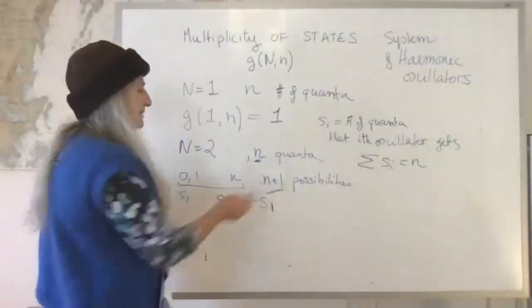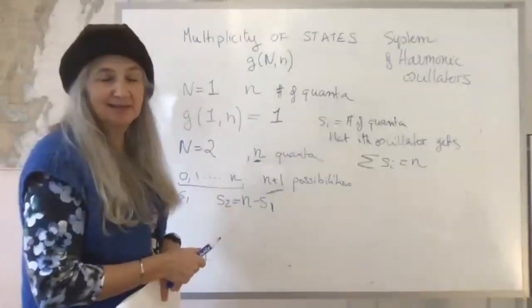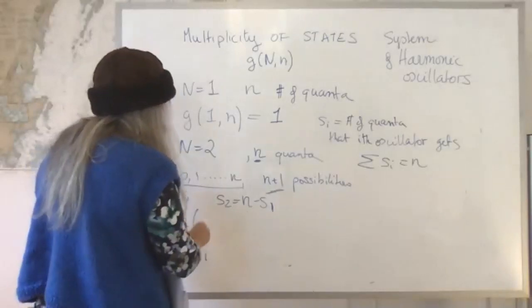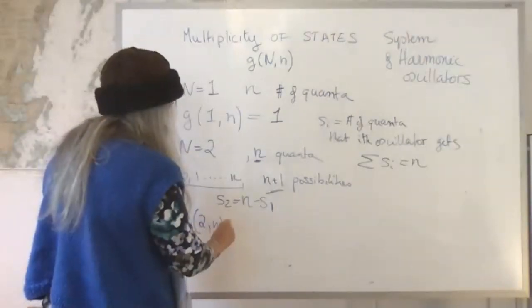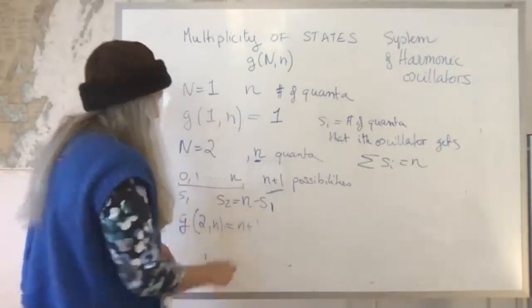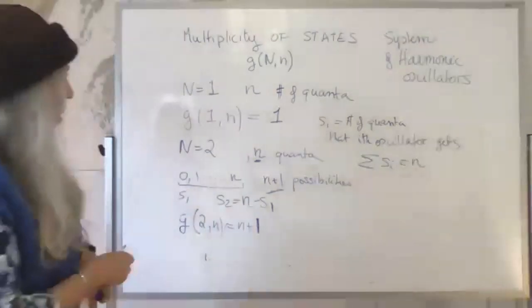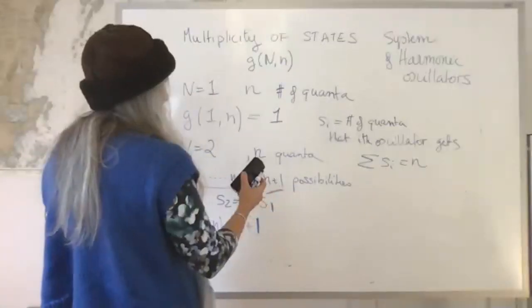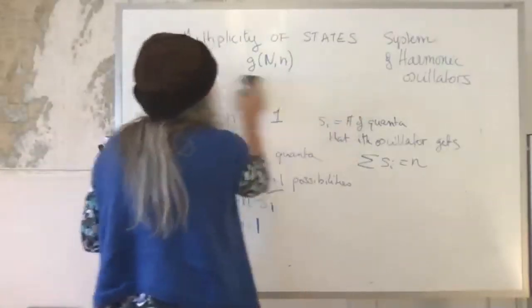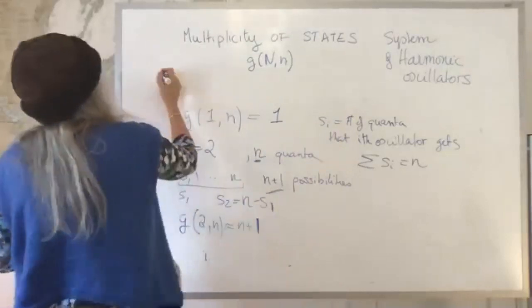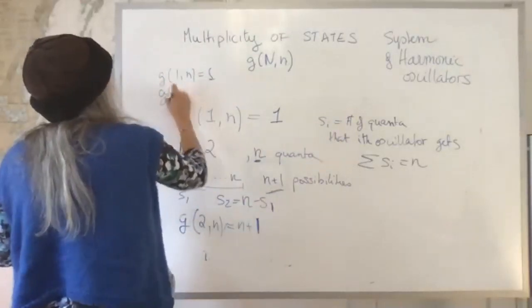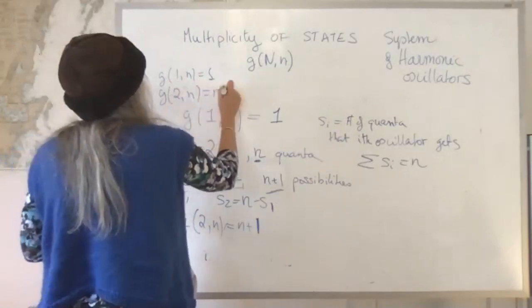And so that's why this is true. Because there's n plus 1 ways to choose the number of quanta that the first oscillator gets, g of 2, n has to equal n plus 1. So I guess I can store that somewhere. G of 1, n is 1. G of 2, n is equal to n plus 1.